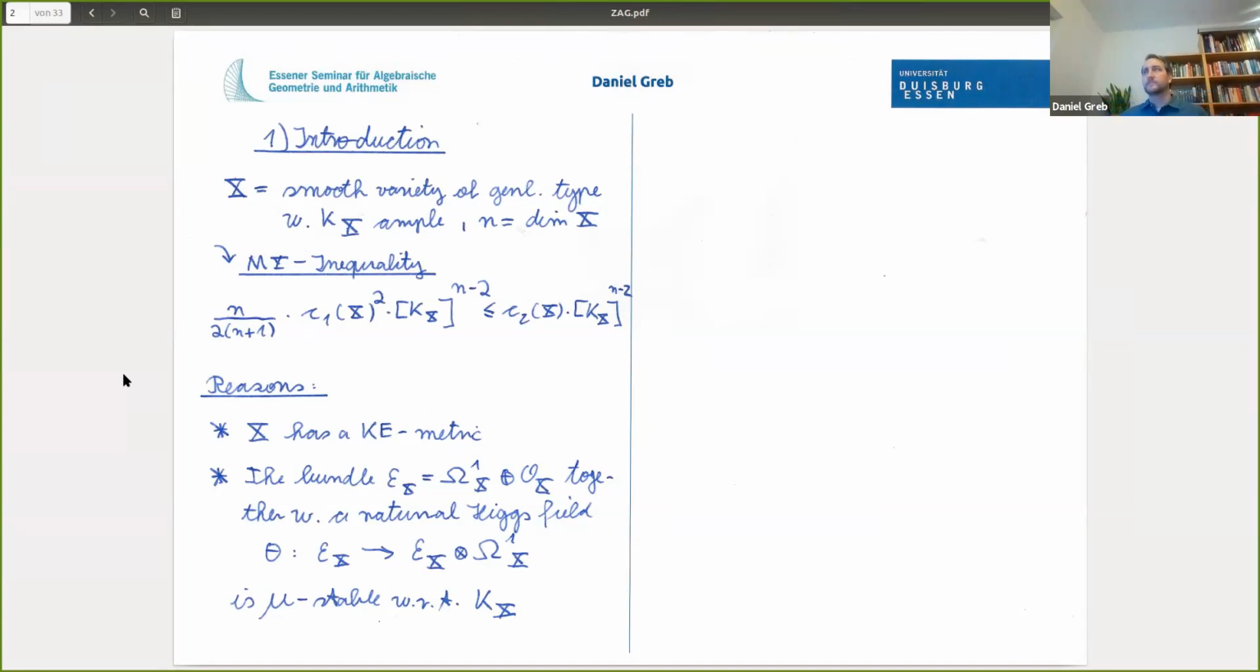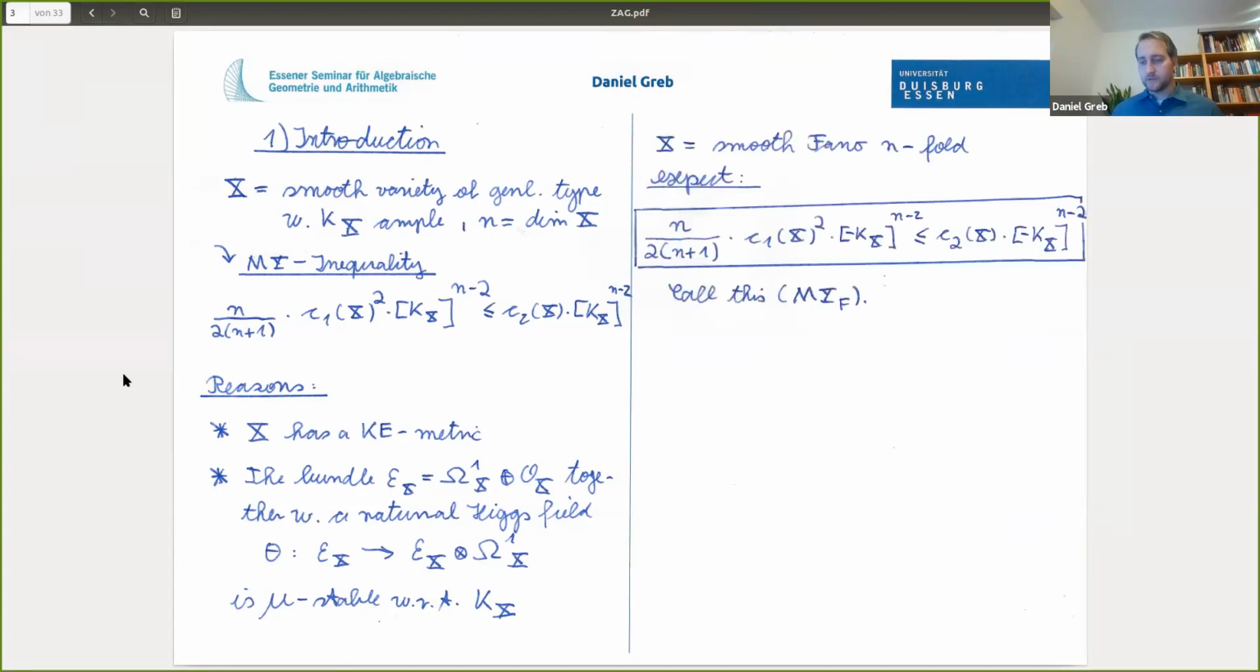The second reason, which is closer to the methods I'm going to use, is that the following bundle, the cotangent bundle direct sum with the trivial line bundle, together with the natural Higgs field, which I'm not writing here, is stable with respect to the canonical polarization as a Higgs bundle. So this means, by work of Simpson for example, that it has a Hermitian Yang-Mills metric, and then again you take this metric in this bundle and you compute the Chern classes and you get this inequality. There's also an algebraic proof by reduction to characteristic p.